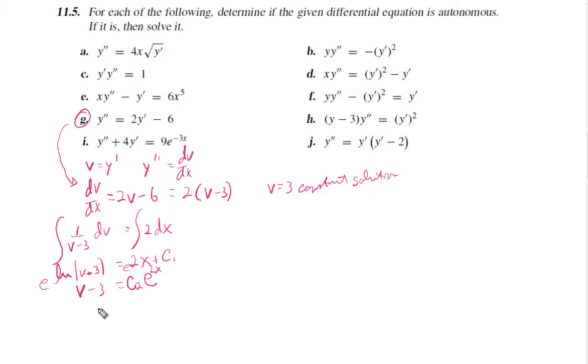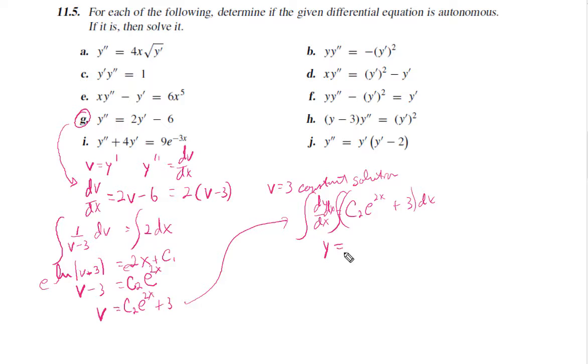So we add 3 to both sides and we can recover v, which would be c2 e to the 2x plus 3. We reverse our substitution, which would give us dy/dx equals that. And that is directly integrable, so we will integrate both sides with respect to x, and we'll get our y.